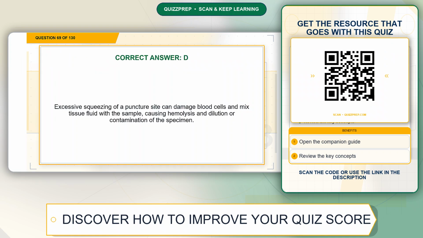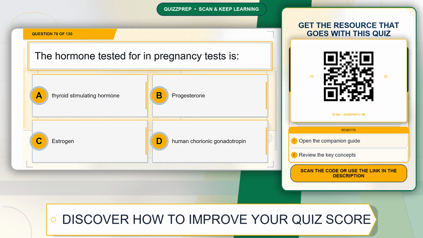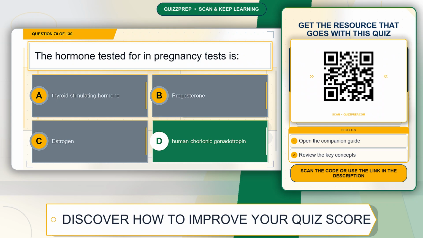Explanation. Excessive squeezing of a puncture site can damage blood cells and mix tissue fluid with the sample, causing hemolysis and dilution or contamination of the specimen. Question 70. The hormone tested for in pregnancy tests is: Option A, thyroid-stimulating hormone. Option B, progesterone. Option C, estrogen. Option D, human chorionic gonadotropin. The correct answer is option D, human chorionic gonadotropin.